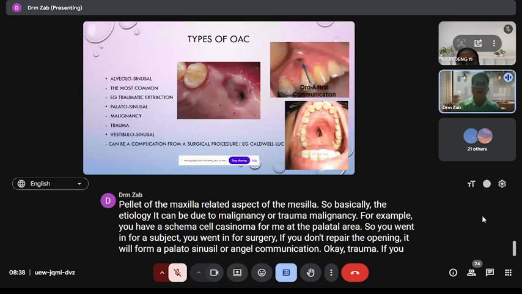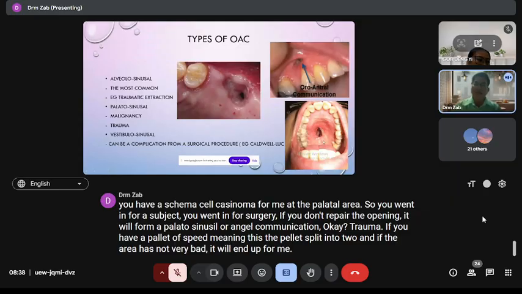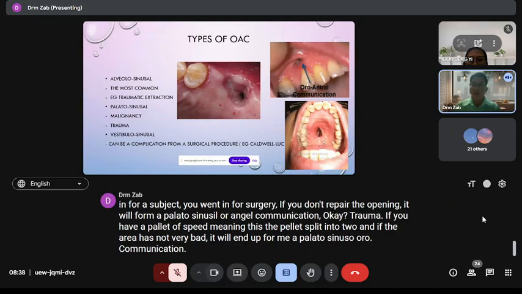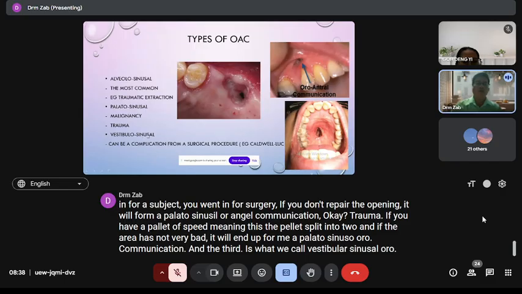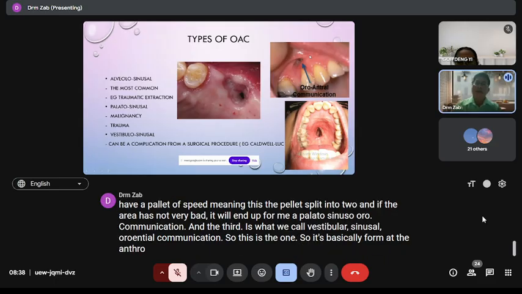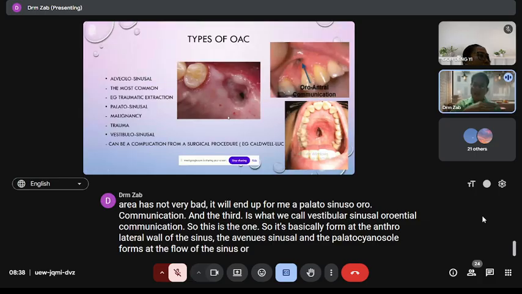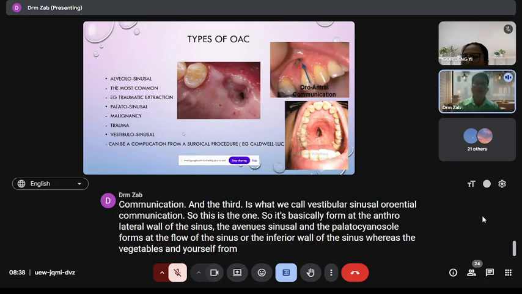Trauma. If you have a palatal split, meaning the palate split into two, and if the area has not been repaired, it will end up forming a palato-sinusal oro-antral communication. And the third type is what we call vestibulo-sinusal oro-antral communication. So this is the one. It's basically formed at the anterolateral wall of the sinus. The alveolo-sinusal and the palato-sinusal form at the floor of the sinus, or the inferior wall of the sinus, whereas the vestibulo-sinusal forms at the anterolateral wall of the sinus.